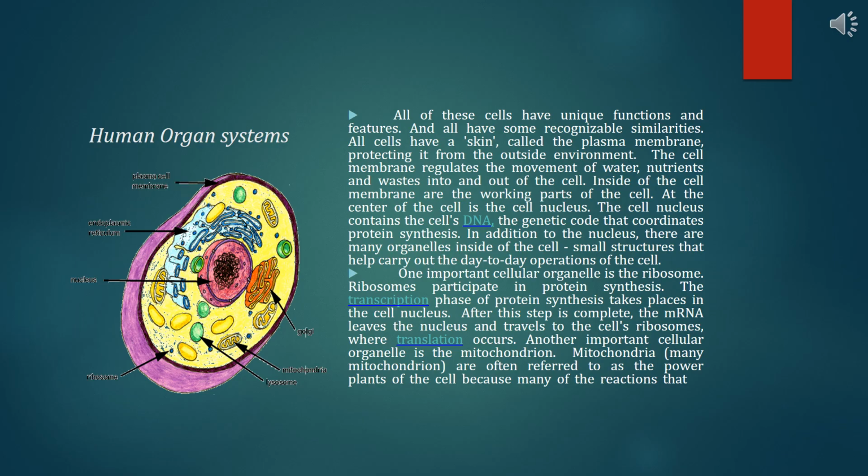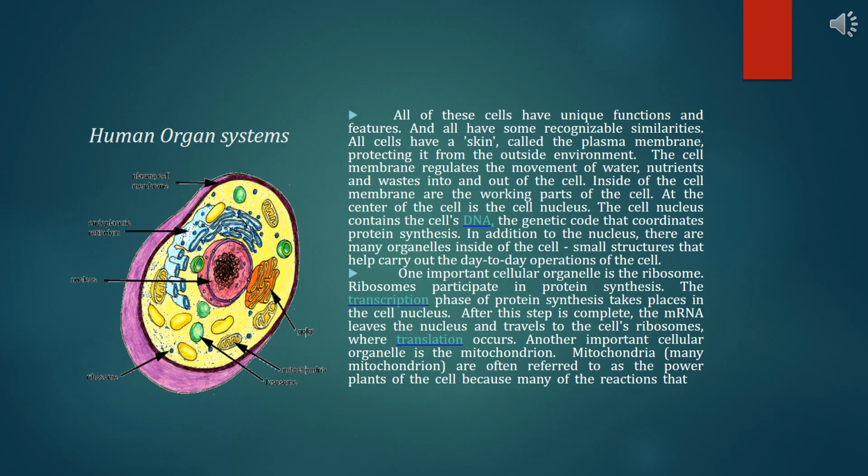All cells have a skin, called the plasma membrane, protecting it from the outside environment. The cell membrane regulates the movement of water, nutrients, and wastes into and out of the cell. Inside of the cell membrane are the working parts of the cell. At the center of the cell is the cell nucleus. The cell nucleus contains the cell's DNA, the genetic code that coordinates protein synthesis.